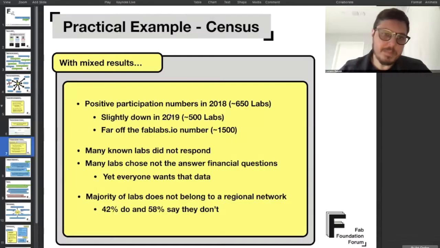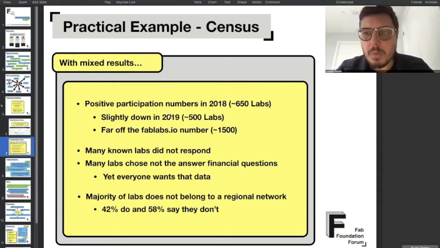We have them, and we do want to share them, but they are in some ways mixed. The first year that we ran it, 2018, we had about 650 labs. At that time in FabLabs.io, we had about 1,500 labs registered. So I thought 650 was actually pretty good, more than we had expected, but it still raises this question of what does this mean? Is this data definitive? Which data set do we believe?